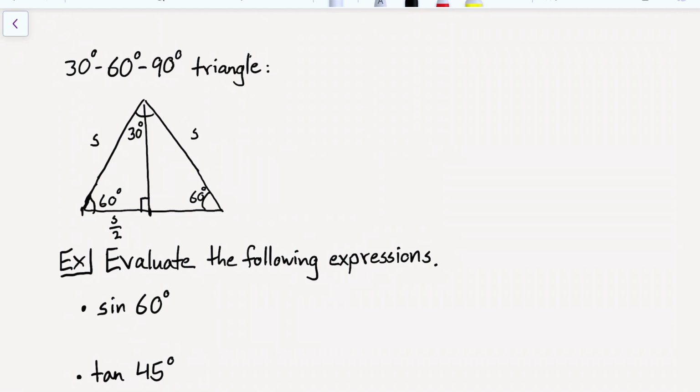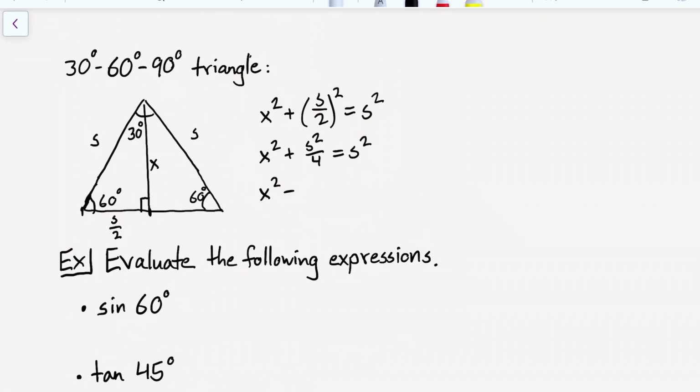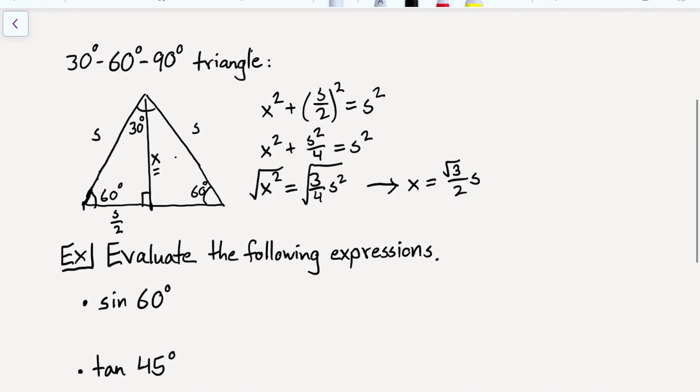Looking at this 30, 60, 90 triangle on the left-hand side here, there's a missing leg. And so let's solve for that missing leg using the Pythagorean theorem. x squared plus (s over 2) squared equals s squared. I get x squared plus s squared over 4 equals s squared. If I subtract s squared over 4 from both sides, I get x squared equals 3/4 of s squared. Here I take a square root, and I see that x equals root 3 over 2 times s. That's the missing side of our triangle.